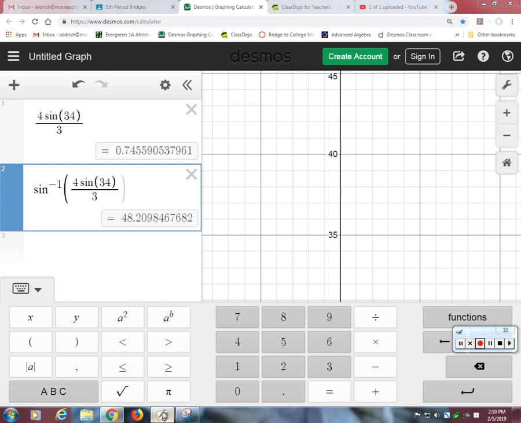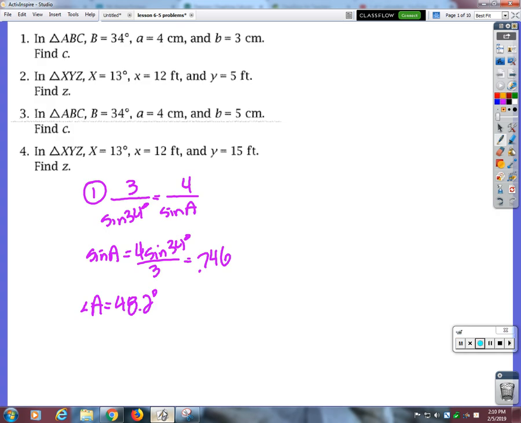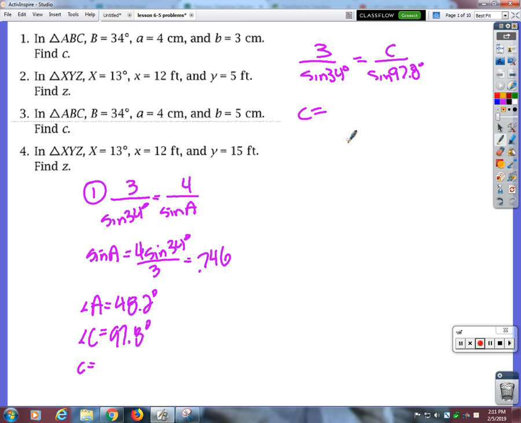Okay. Now that I know that angle A is 48.2 degrees, I can find angle C because I know that the three angles are always going to add up to 180, right? And that gives me 97.8 degrees. And then now I can use that to find side C. I have to set it up. So, 3 over sine 34 equals C over sine 97.8. Okay? And when I do that, what do you get for C?